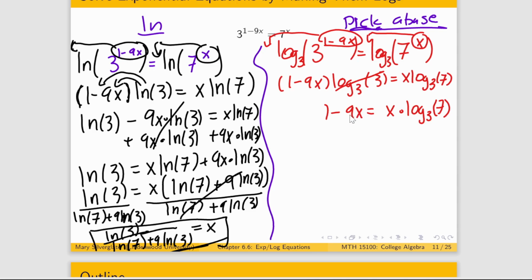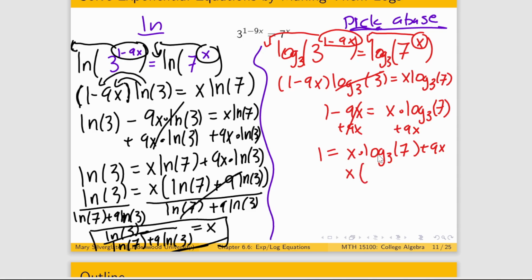Then my goal is still to move all x's to one side, all terms without an x to the other, so I want to undo subtracting 9x by adding 9x to both sides. That cancels out to make 0. I'm left with 1 is equal to x times the log base 3 of 7 plus 9x. Both of these terms still have an x in it, so I can factor out an x.